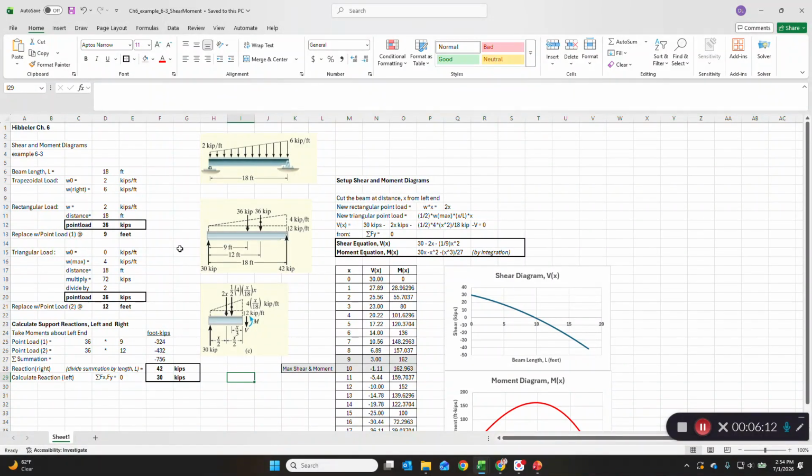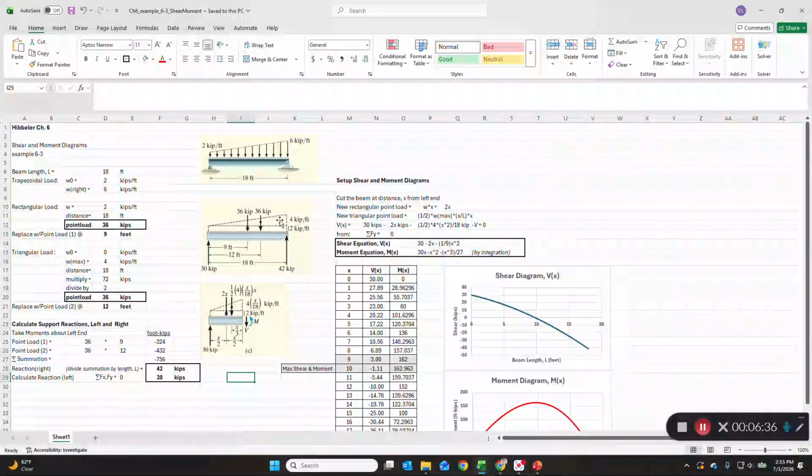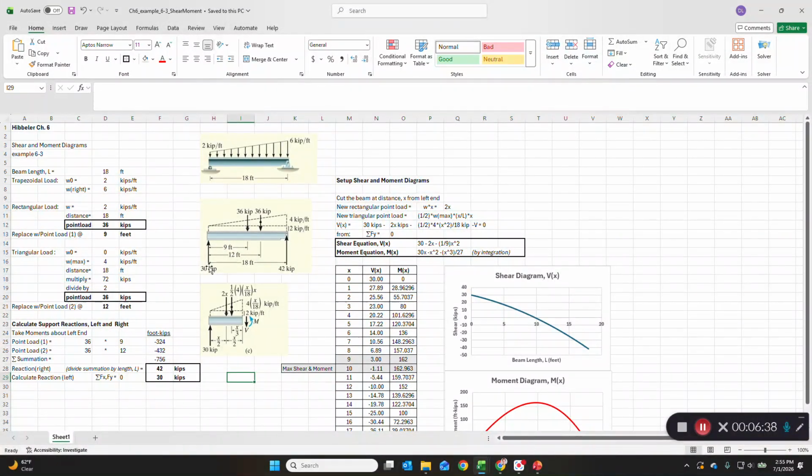2/3 of the 36 is going to be, let's just calculate that real quickly, 36 divided by 3 times 2, that's 24. So you're going to add 24 to that half of the 36. 18 plus 24, you're going to get 42. And then on the other side, 1/3 of this 36 kip load would be supporting on the left. So 1/3 of 36 is 12. So you had 18 plus 12, you get 30.